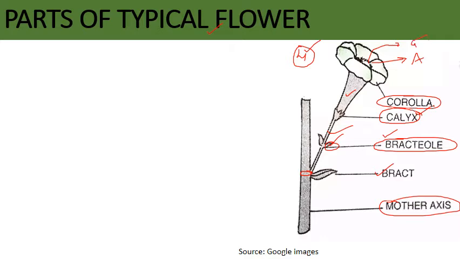So these inner two whorls are known as essential whorls because they are the main reproductive structures, and the outer two whorls are known as accessory or helping structures. So a flower with all four whorls is known as a complete flower.